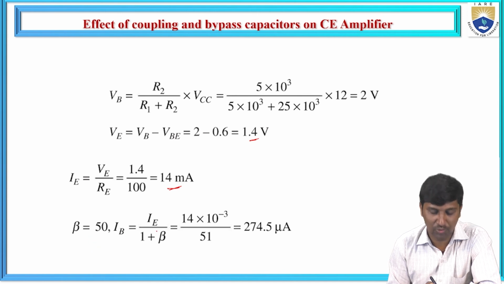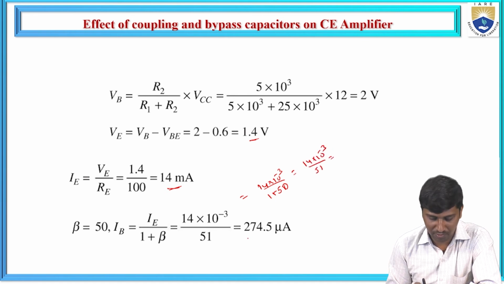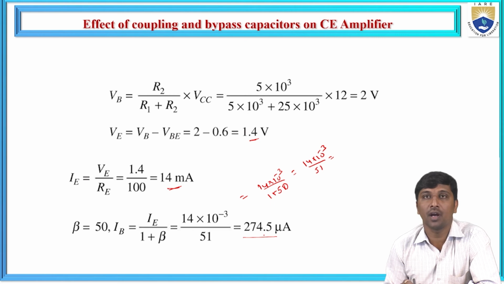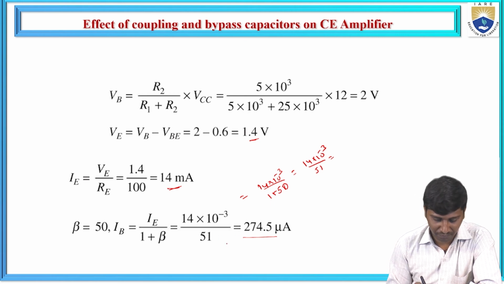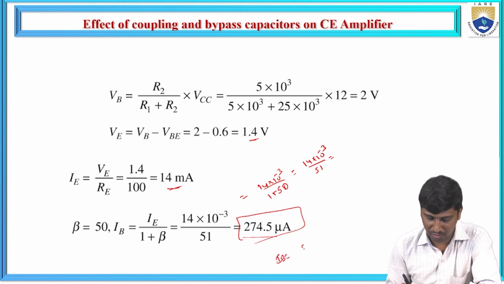Now, beta is equal to 50. From that, IB is equal to IE by 1 plus beta. The IE value given here is 14 milliamperes, that is 14 into 10 to the power of minus 3, by 1 plus beta, which is 1 plus 50, so 14 into 10 to the power of minus 3 by 51. That gives 274.5 microamperes. So this is the base current value, IB is equal to 274.5 microamperes.